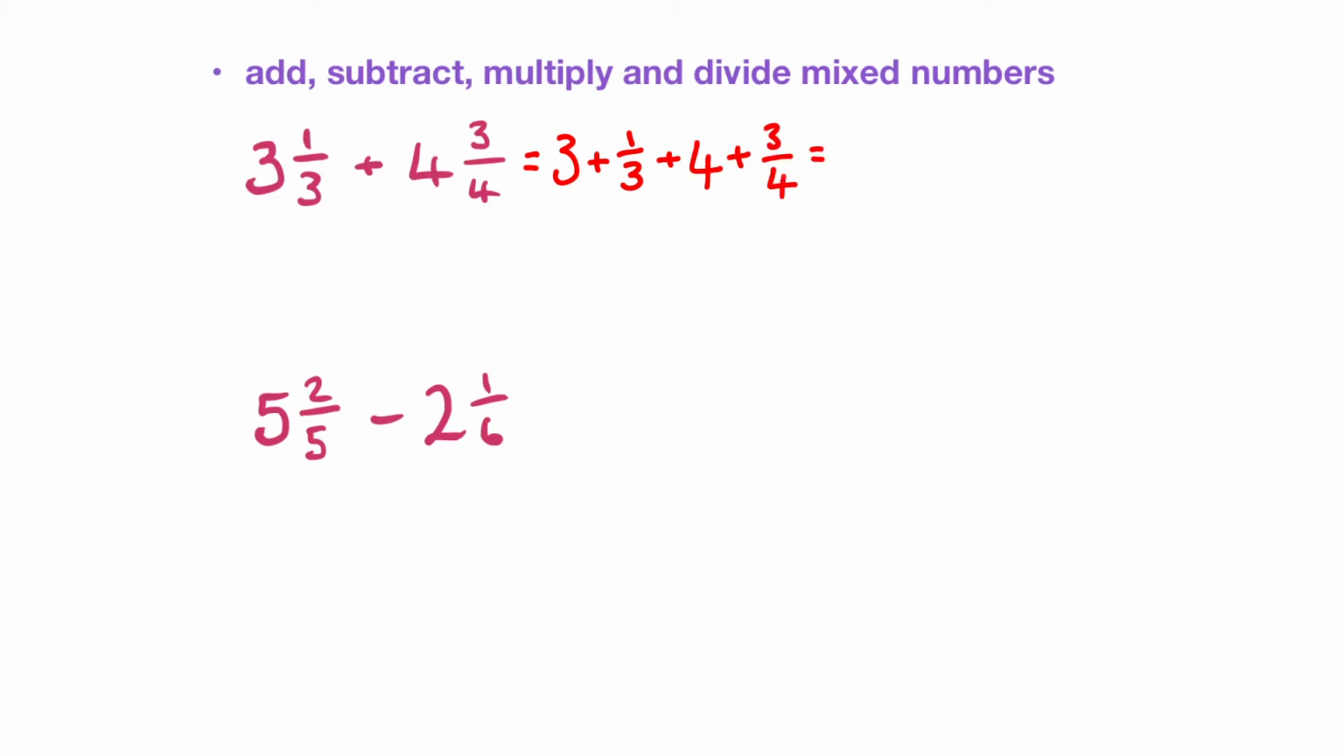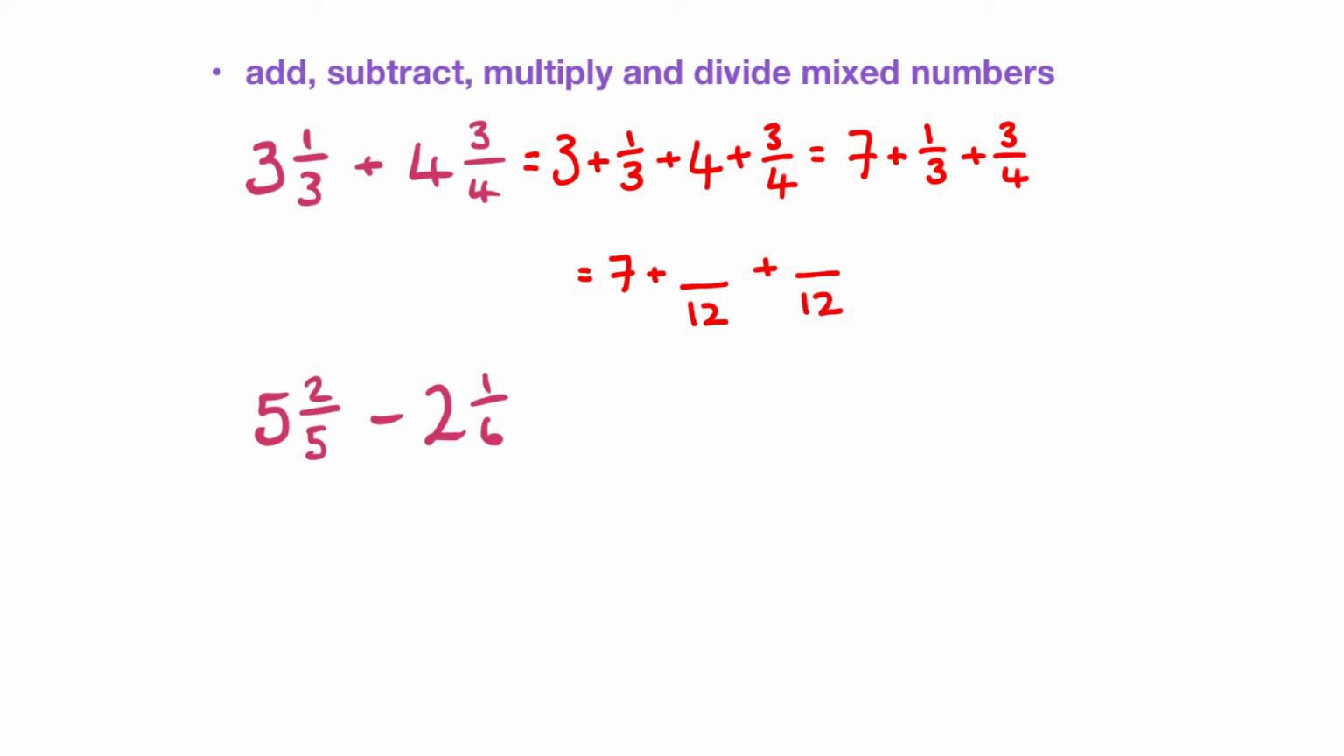So what we can say we've got there is we've got 3 add 4, so that gives us 7. And then we've got 1/3 and 3/4. So if we do our process for adding fractions just on this bit, then we'll get to the answer. Okay, so keeping the 7. So if we look at thirds and quarters, we can see that the common denominator there is going to be 12.